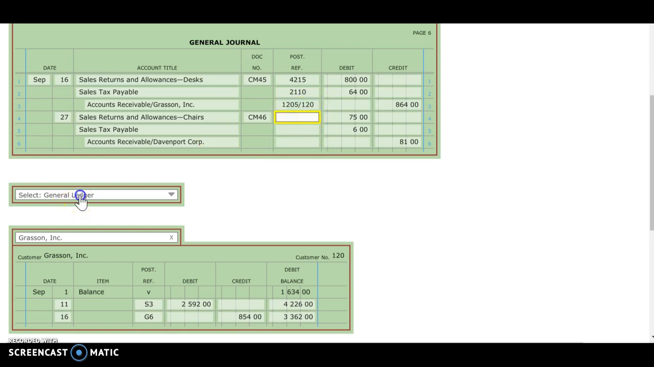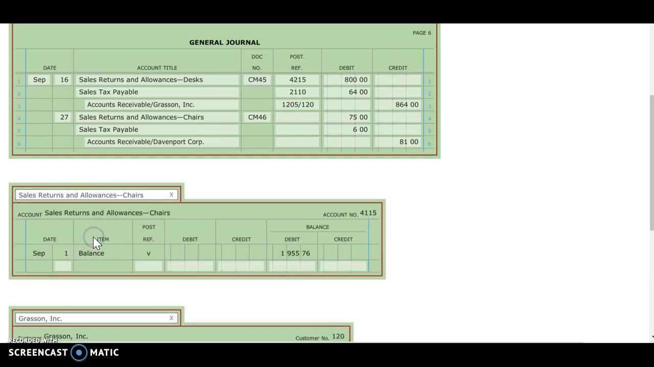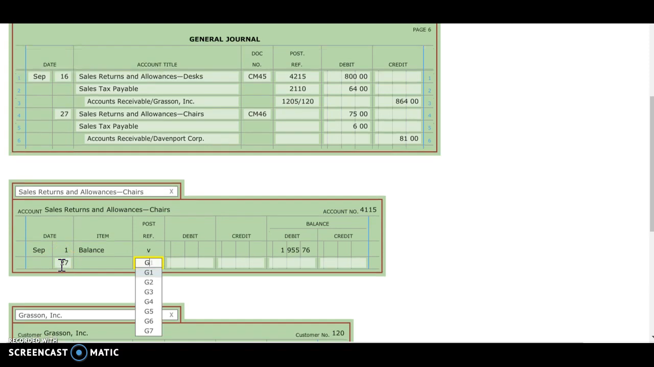Okay, next one, I'm going to sales returns and allowances chairs. The date is the 27th, General Journal page 6, and I have a debit of $75.